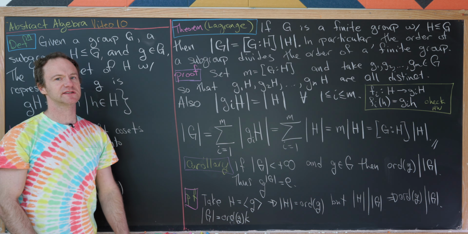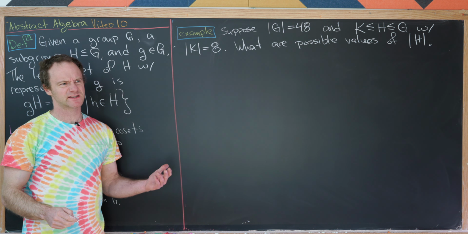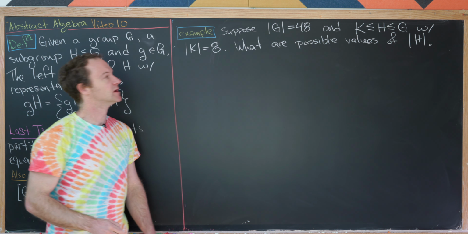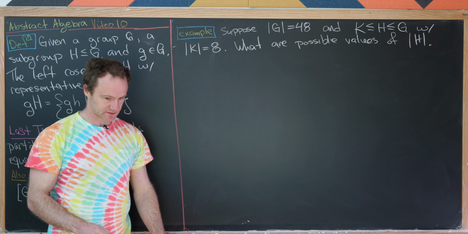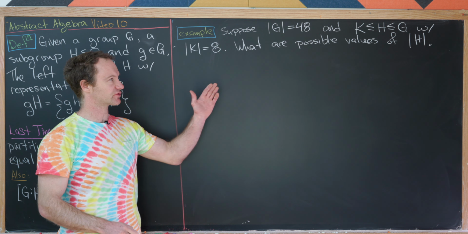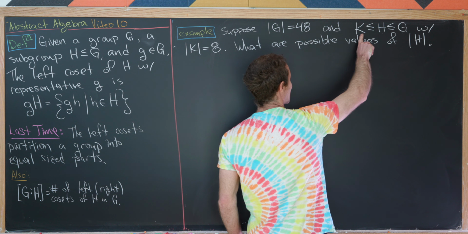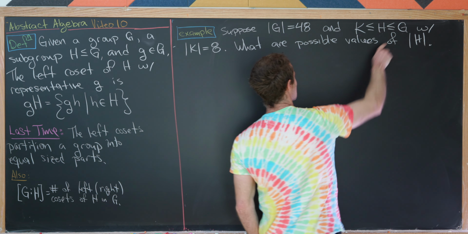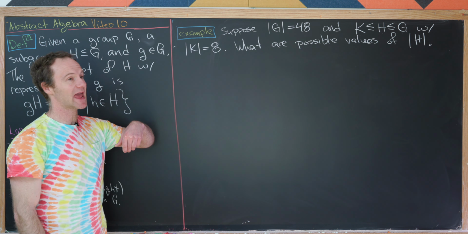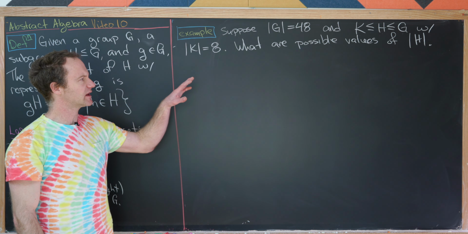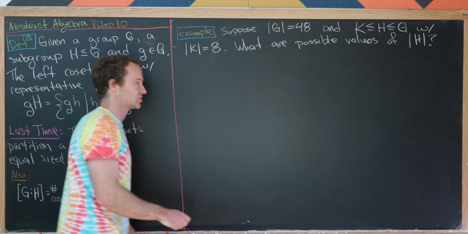Okay, so now let's look at some examples. So let's look at this nice, really arithmetic example based off of what we saw with Lagrange's theorem. So let's say we've got a group, and that group has 48 elements. And then we've got this string of subgroups. So H is a subgroup of G, and then K is a subgroup of H. That makes K also a subgroup of G. And then let's suppose that the order of K is equal to 8.